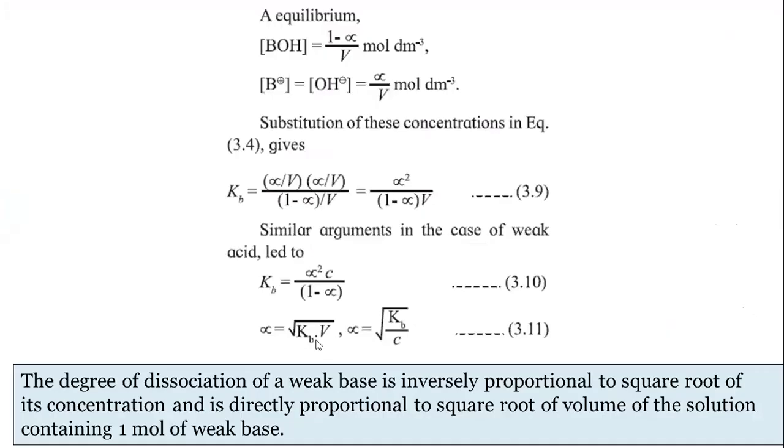See, alpha is equal to under root of Kb into V, meaning alpha is directly proportional to the square root of the volume of the solution, and alpha is inversely proportional to the square root of the concentration of the solution. With this expression, we have to solve the numericals, remember. Today we will start the numericals.